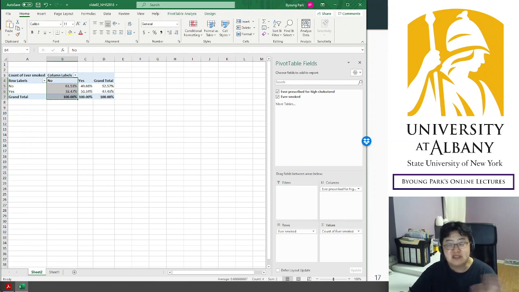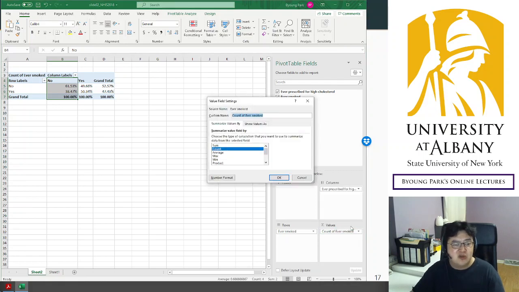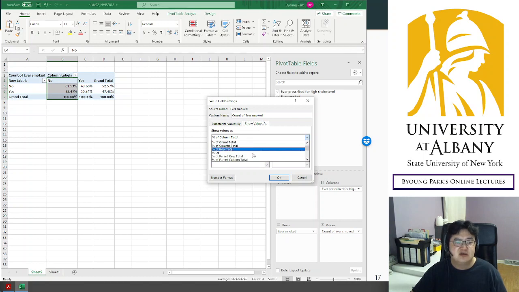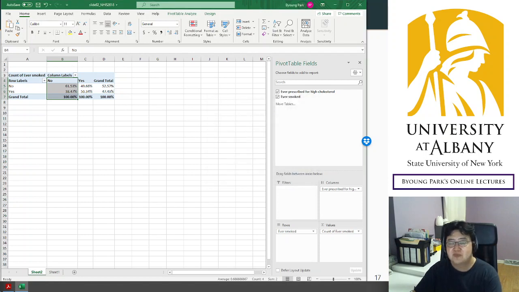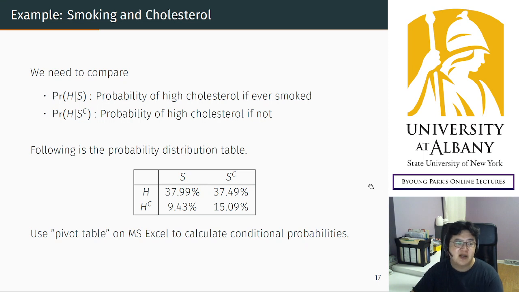So this is how we calculate the conditional probability on Excel. It is very useful, as you see, and I'm not going to show you everything in these options, but you may try different things just to see what happens, and you can learn by yourself by trying different things from different data. So that's yours to try. Now, go back to the slides.